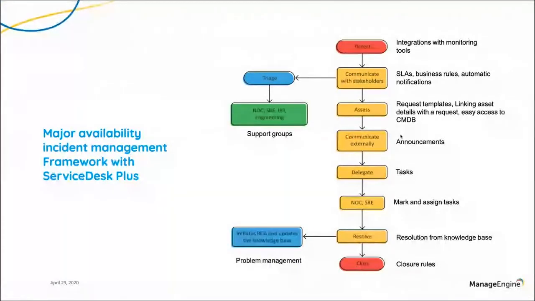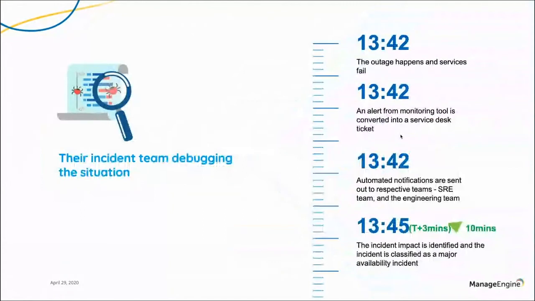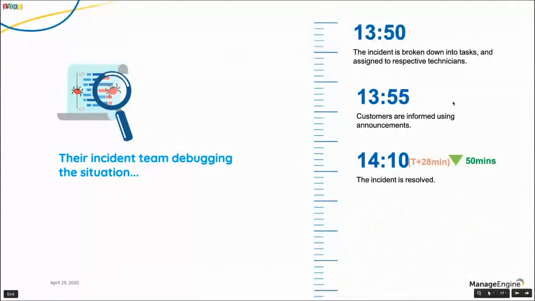Now, let's say Zilker had followed this exact process. Let's see how quickly they would have been able to resolve this. When the outage occurs, a notification is triggered, and a request is created in the application. You also notify the respective teams and stakeholders with a notification email. All of this could have happened at the same moment, and it also assigned it to the respective team, and that team could have started working on it, classified it as a major incident within 3 minutes of the initial occurrence.